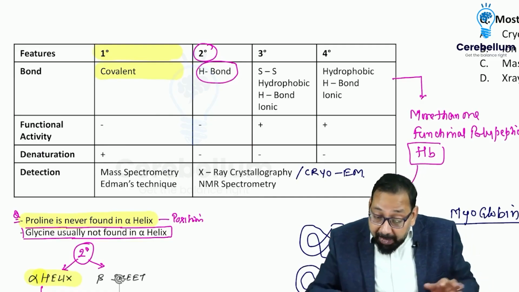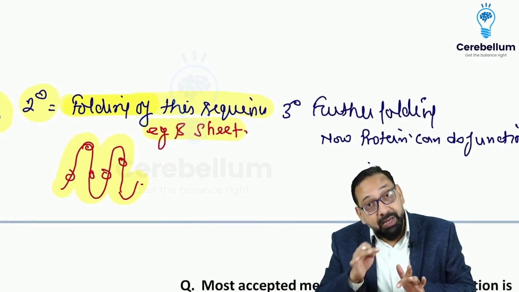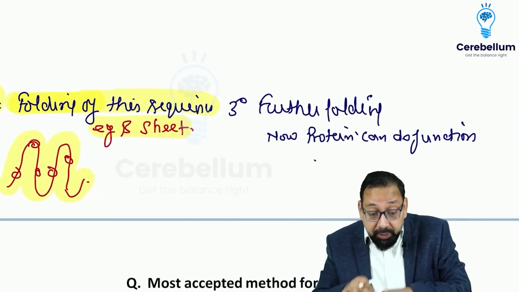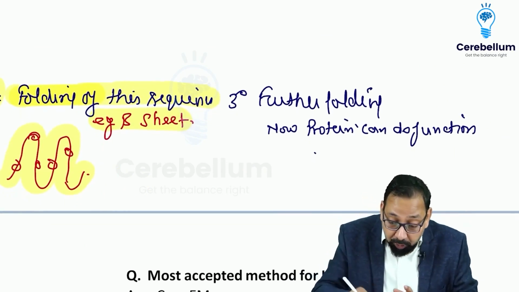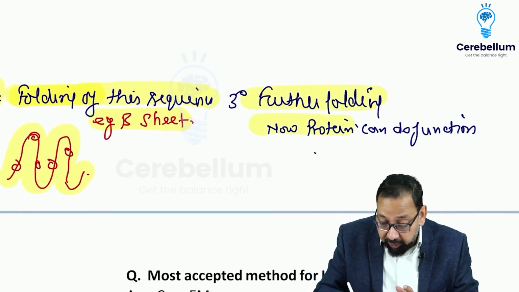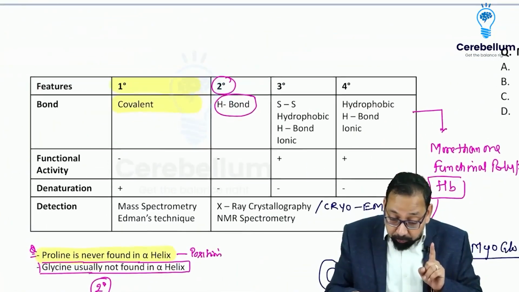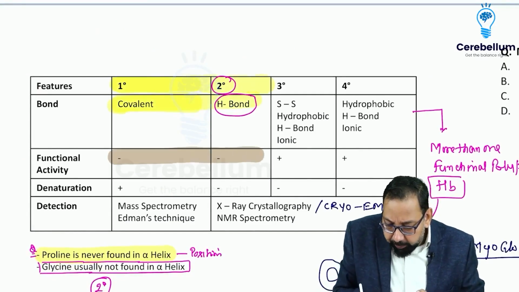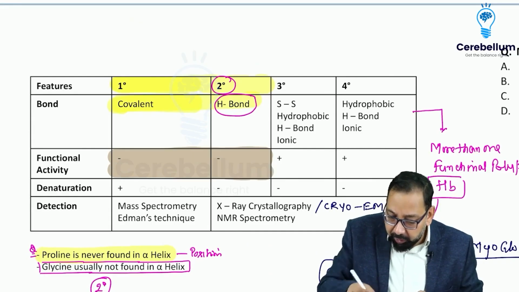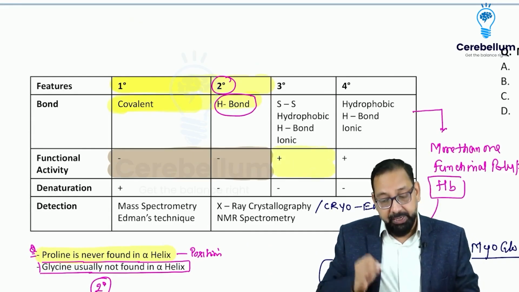Primary structure is the sequence of amino acids. This sequence of amino acids folds and forms secondary structure. This folded beta sheet further folds and now the protein can do function, and this is called tertiary structure. So in tertiary structure, the protein can do function. This question is asked. In primary and secondary structure, functional activity is absent. But in tertiary structure, functional activity is present.